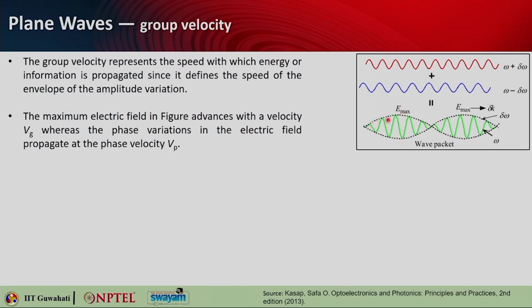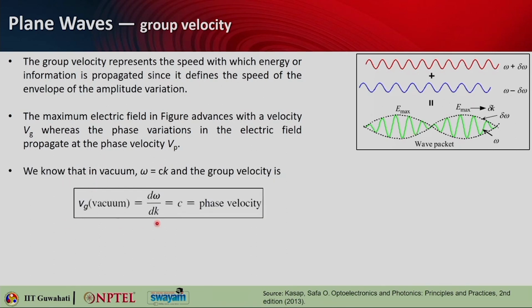So once again, the maximum amplitude, that is the electric field amplitude, propagates with Vg through this envelope, and the phase variations, they do this first oscillation and they have this phase velocity of Vp. So in vacuum, we know the dispersion relation is omega equals Ck. So in vacuum, the group velocity is also d omega by dk. If you do, you will get C, that is same as phase velocity.